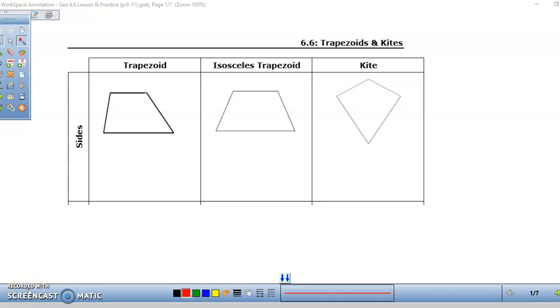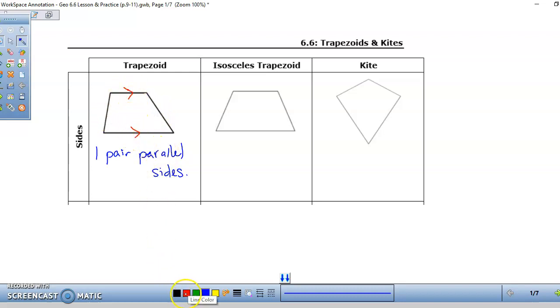Hello, so now we're going to do trapezoids and kites to finish off our quadrilateral unit. To start with, trapezoid: the definition for that is that you have one pair of parallel sides. So we just have one pair of parallel sides. You can't have two pair, that would be a parallelogram. So you only have one pair.